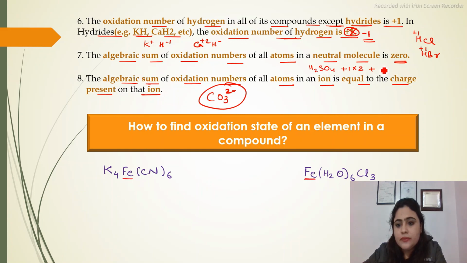+6, so 2 + x - 8 = 0. Yeah. So it is plus 6 and then it is minus 8 is equal to 0. So 6 plus 2, 8 minus 8 is 0. So that's why the algebraic sum of all the oxidation states of a particular neutral molecule in a compound is 0 only.